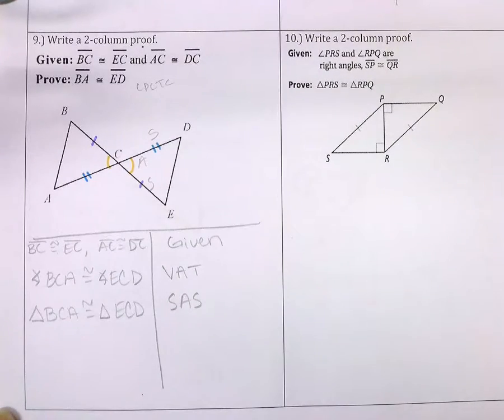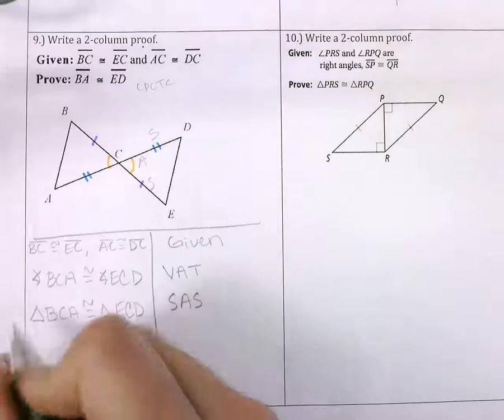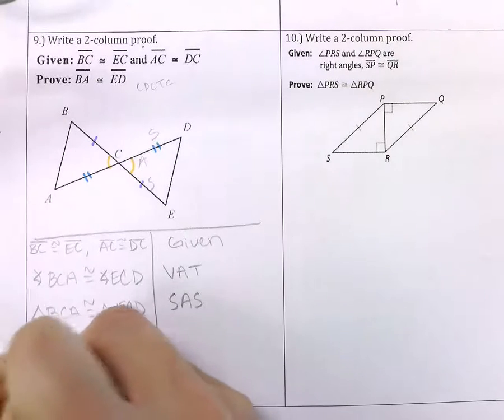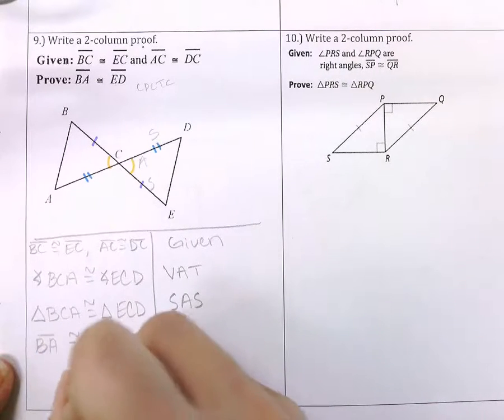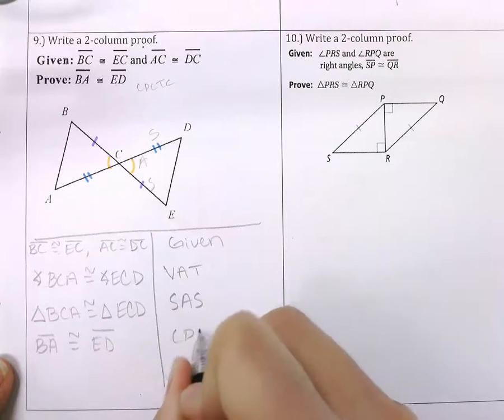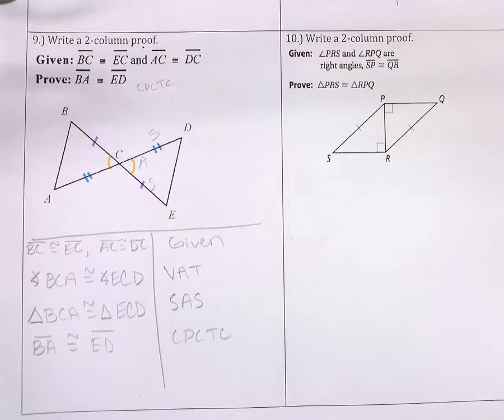And the last reason is CPCTC, and that's where this comes in. You always have to prove the triangles are congruent before using CPCTC. Because remember, that stands for corresponding parts of congruent triangles are congruent. If you don't have congruent triangles, then you can't use CPCTC. It doesn't make sense.